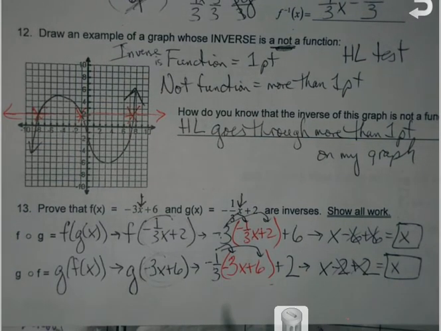And we've proved it. So again, I got to watch for this. I got to think about it a little bit. But again, I've got to prove that they both equal x. If one of them does not, then they're not inverses of each other. All right, to the back.